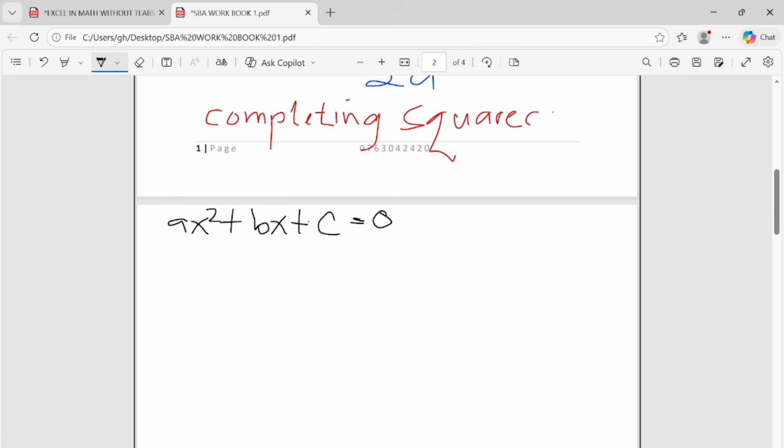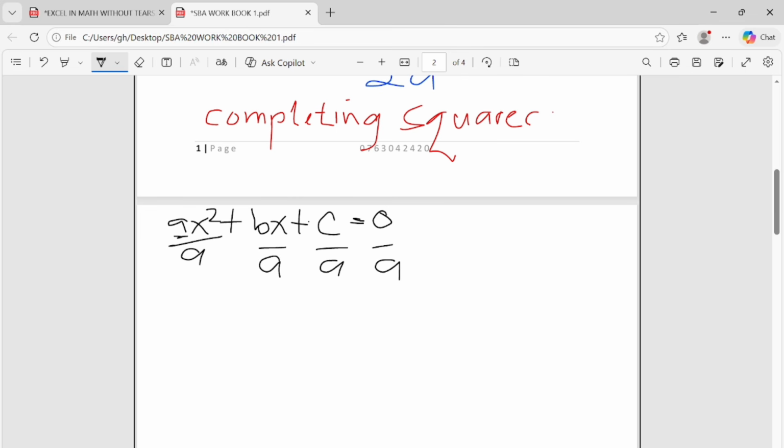The very first step that we always do in completing squares is to ensure that the coefficient of the x squared is 1. But when you look at this equation, the coefficient of the x squared is a. So your first step is to make that coefficient 1. How do you make the coefficient 1 here? By dividing all through by a.